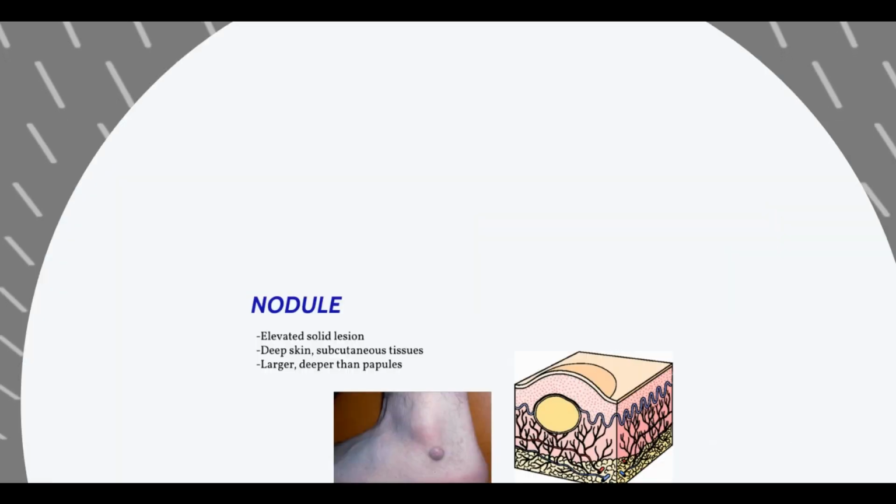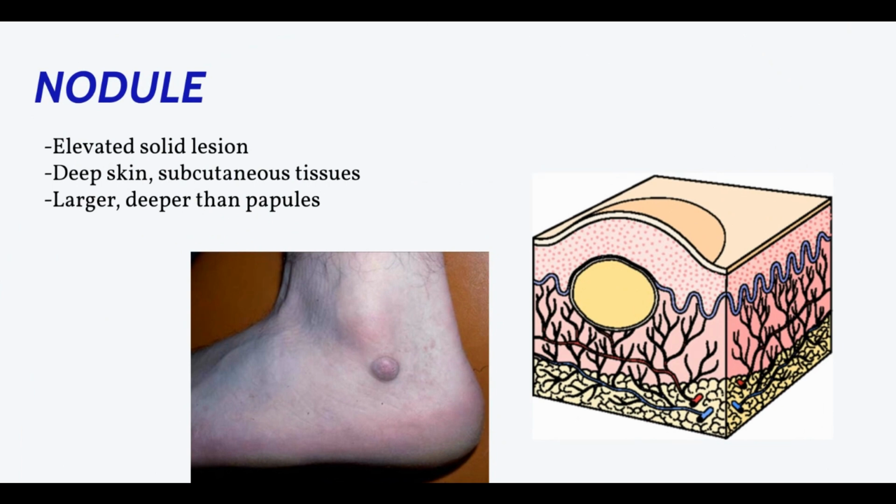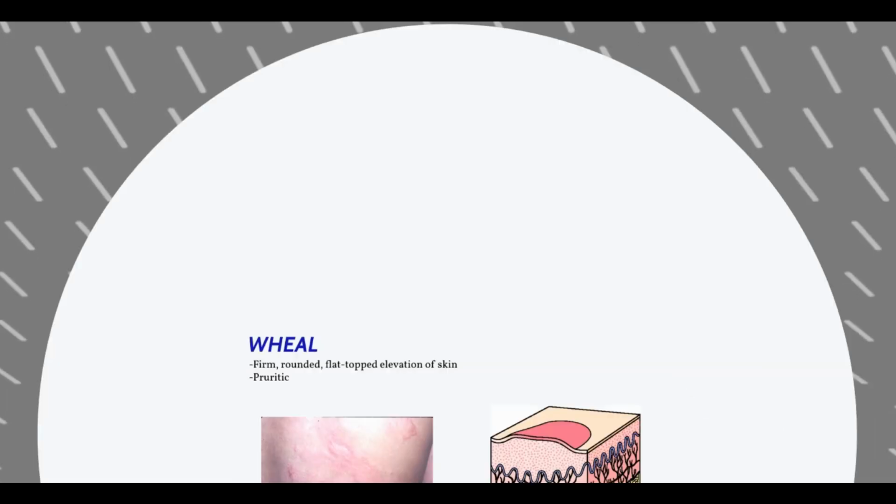So, moving on. A nodule. This is an elevated solid lesion. As you can see in the little illustration here, it goes deeper than the epidermis. You are technically in the hypodermis at this point, or within the subcutaneous tissues. Now it can be only within the dermis. However, they are larger and they are deeper than papules.